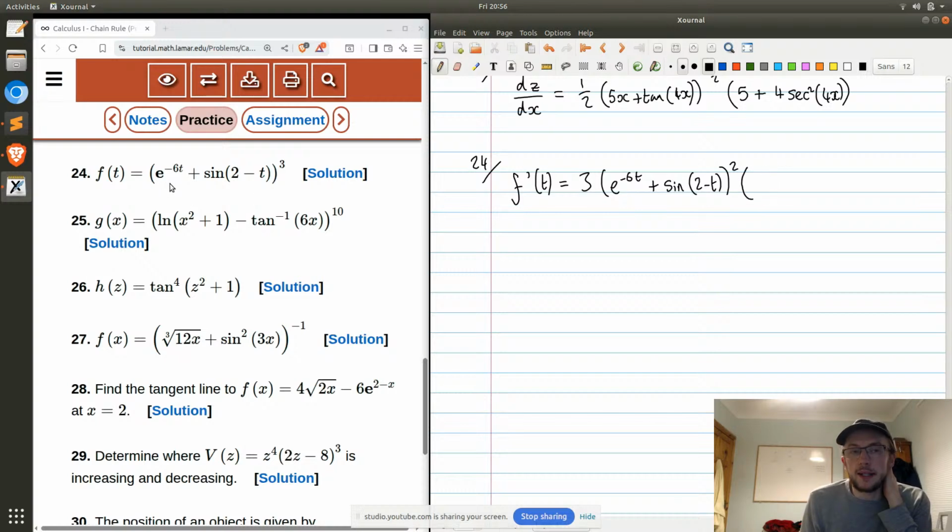All right, so that is minus 6e to the minus 6t. And that is minus cosine 2 minus t. And we'll check that.